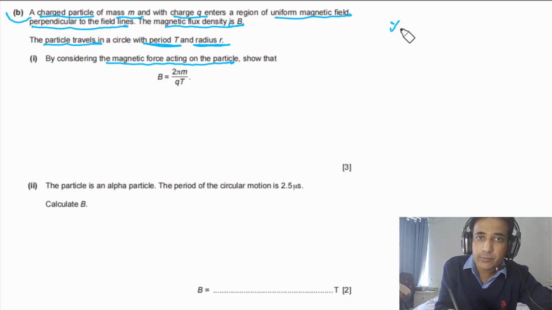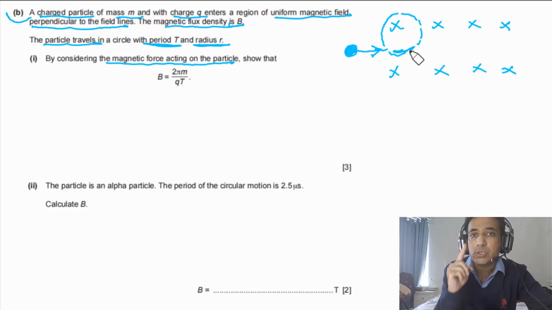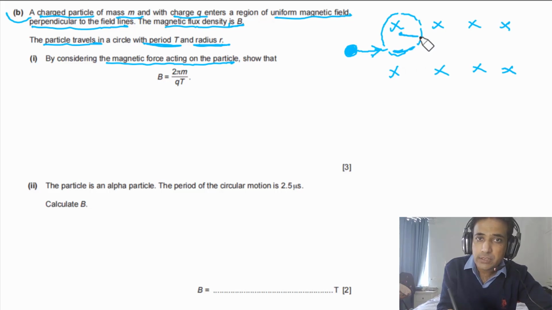So we can sketch first of all. You need to visualize this one. Simply we can imagine this is the magnetic field. In this case, the particle is moving along this line. The sign of the charge is not given to us, so we can simply imagine this is a charged particle. As this particle enters this magnetic field, it will do circular motion, and the radius of this circle is given, that is equal to r.